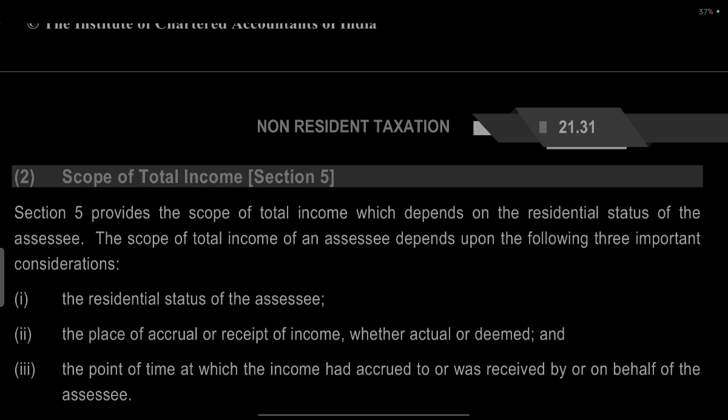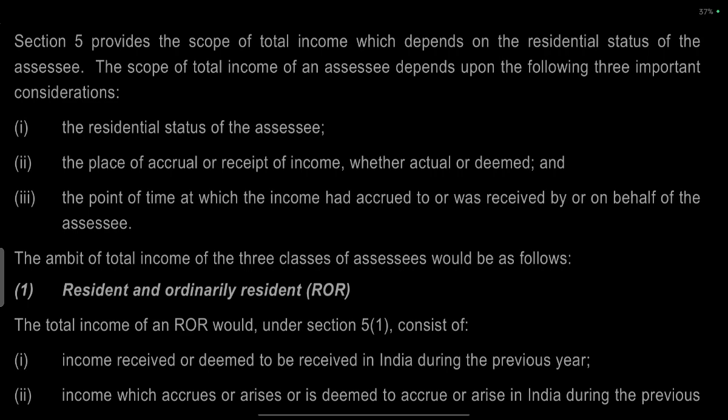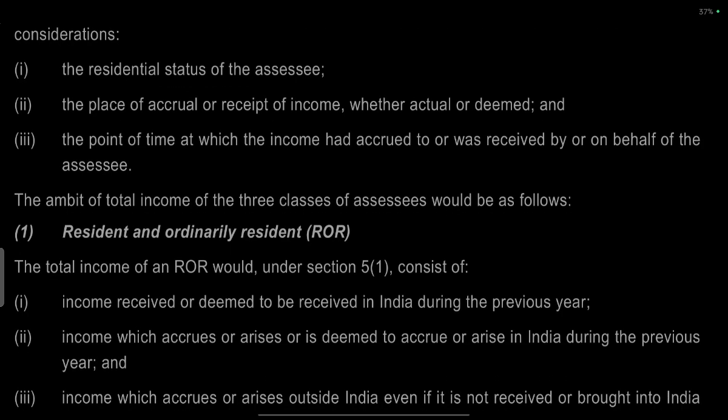Scope of total income: Section 5 provides the scope of total income, which depends on the residential status of the assessee. The scope of total income of an assessee depends upon the following three important considerations: the residential status of the assessee, the place of accrual or receipt of income, and whether the income is accrued or deemed accrued at the point of time at which income has accrued or is to be received on behalf of the assessee.